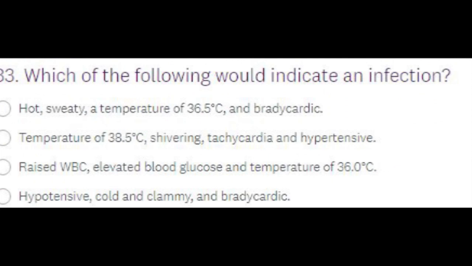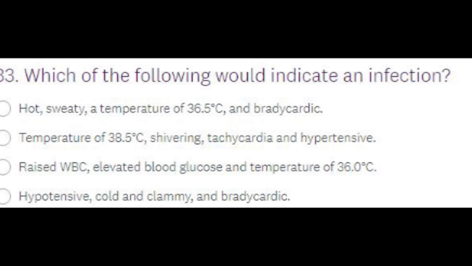Question number 33. Which of the following would indicate an infection? Options are: Option A, hot, sweaty, temperature of 36.5 degrees Celsius and bradycardic. Option B, temperature at 38.5 degrees Celsius, shivering, tachycardic and hypertensive. Option C, raised WBC, elevated blood glucose and temperature of 36 degrees Celsius. Option D, hypertensive, cold and clammy and bradycardic.